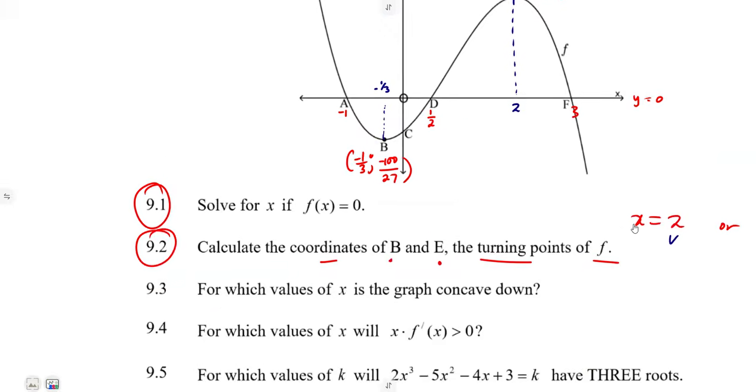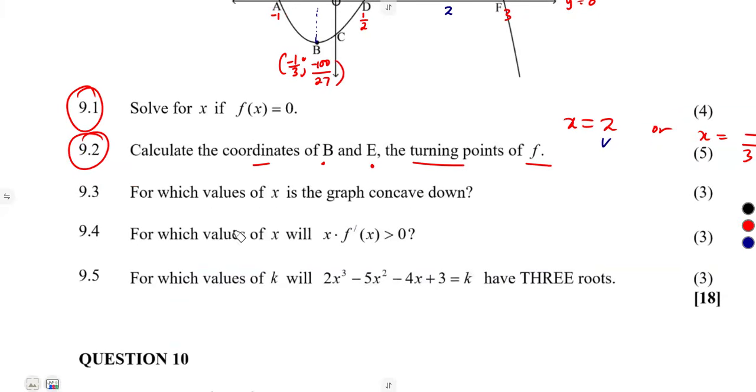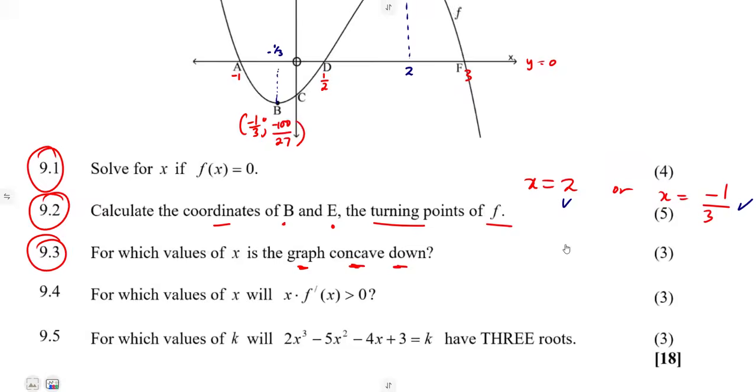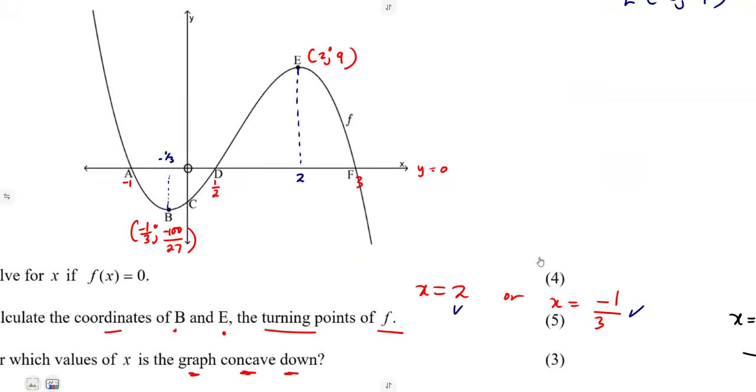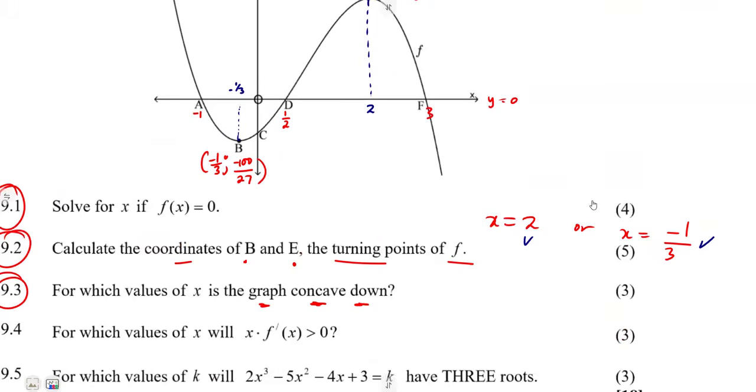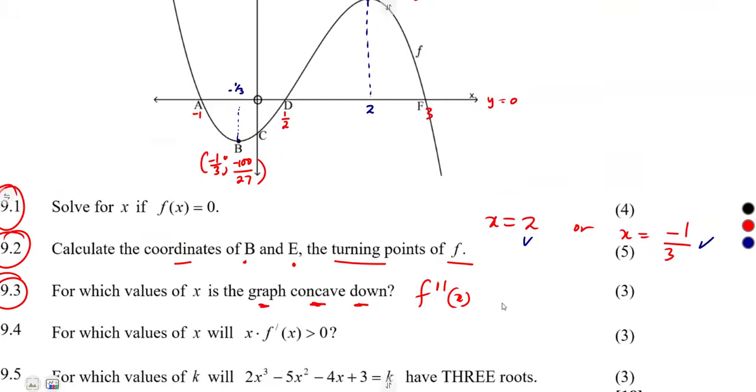Let us move on to another part of the question, which is 9.3. For which values of x will the graph be concave down? All right, remember when you are to consider how concave the graph is, whether it is concave down or concave up, you are supposed to consider the second derivative. So when it is concave down, the second derivative with respect to x has to be what?